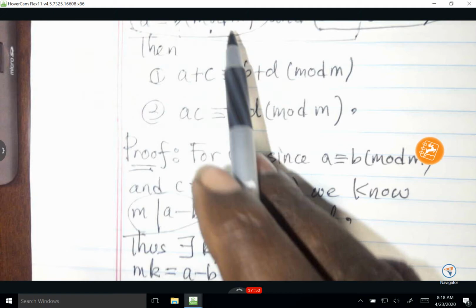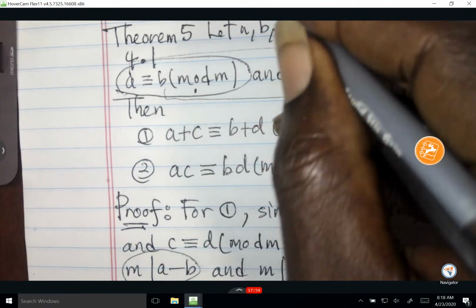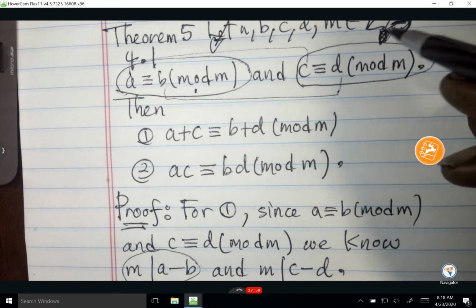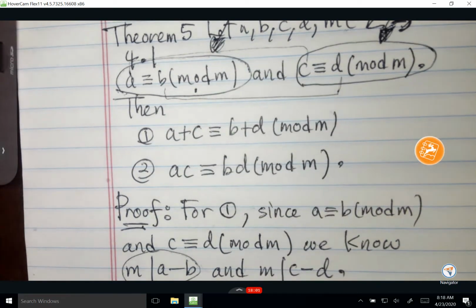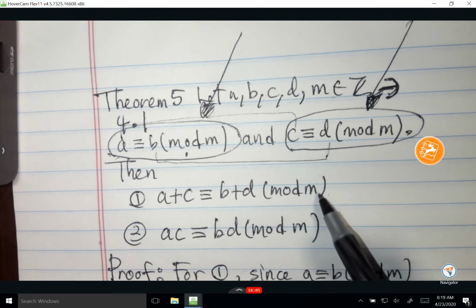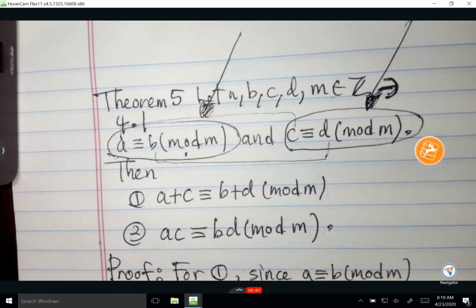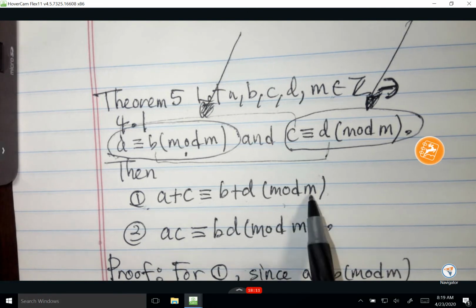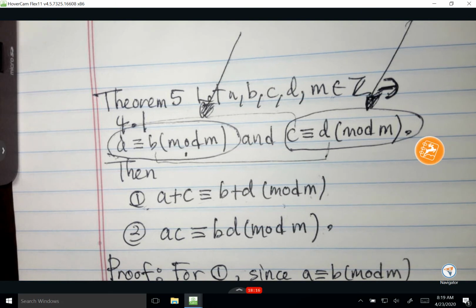Okay, so I've exploited the two things that he gave me. These two things here. And now I have to prove these two things here. Let's start with the first thing. That's what we're talking about now. Thing 1. I have to show A plus C is congruent to B plus D mod M. So I have to show M divides their difference. So I have to show their difference is a multiple of M. I'm going to look at their difference right now.